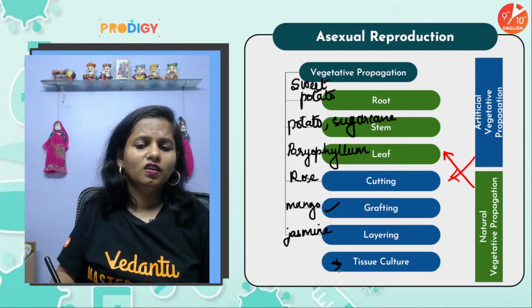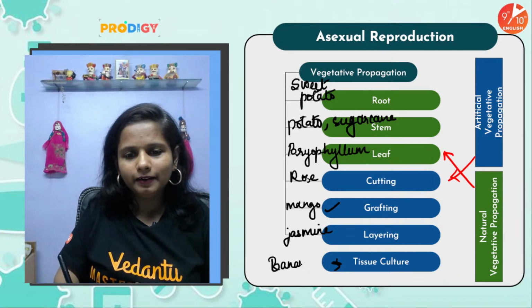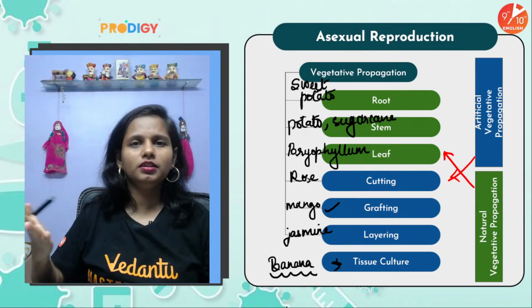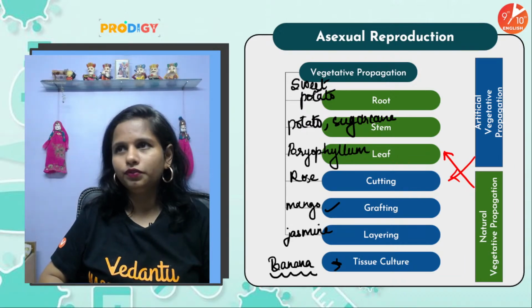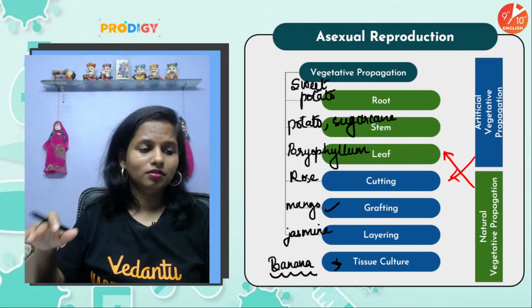By the way, the very famous example for tissue culture is banana. Guys, banana is available round the year, throughout the year, right? See, most of the fruits are seasonal. Grapes, winter. Mangoes, summer, right?